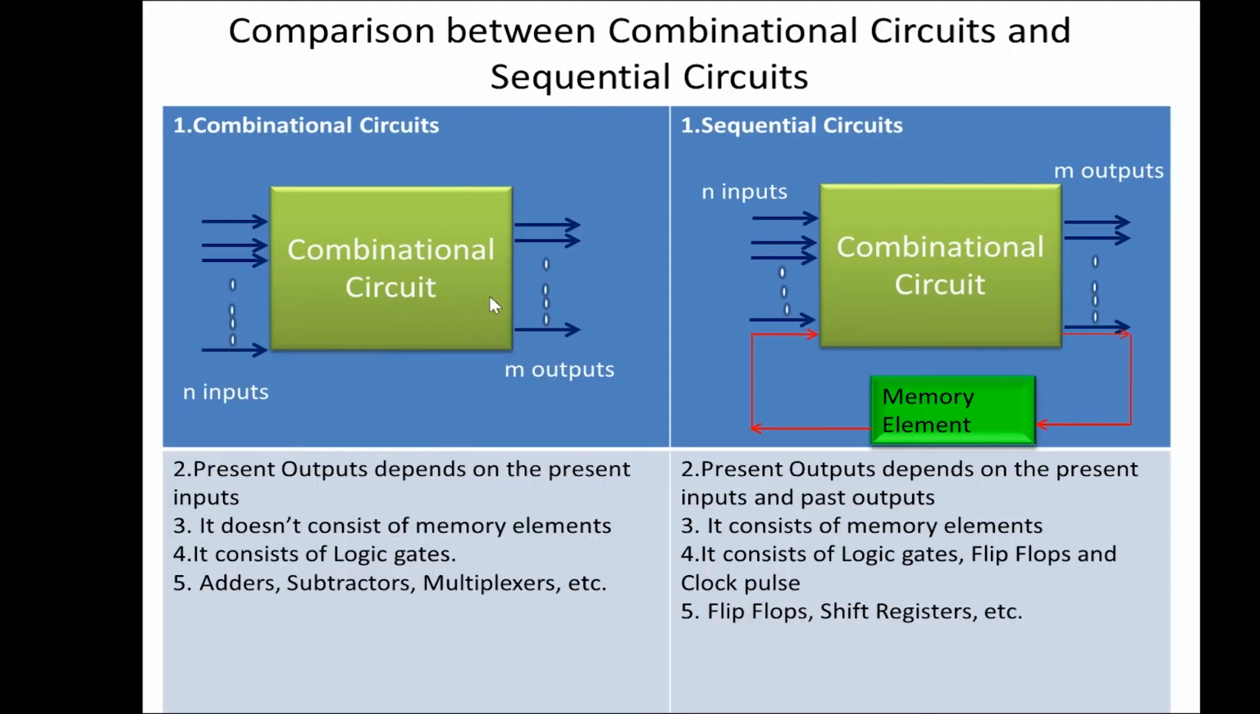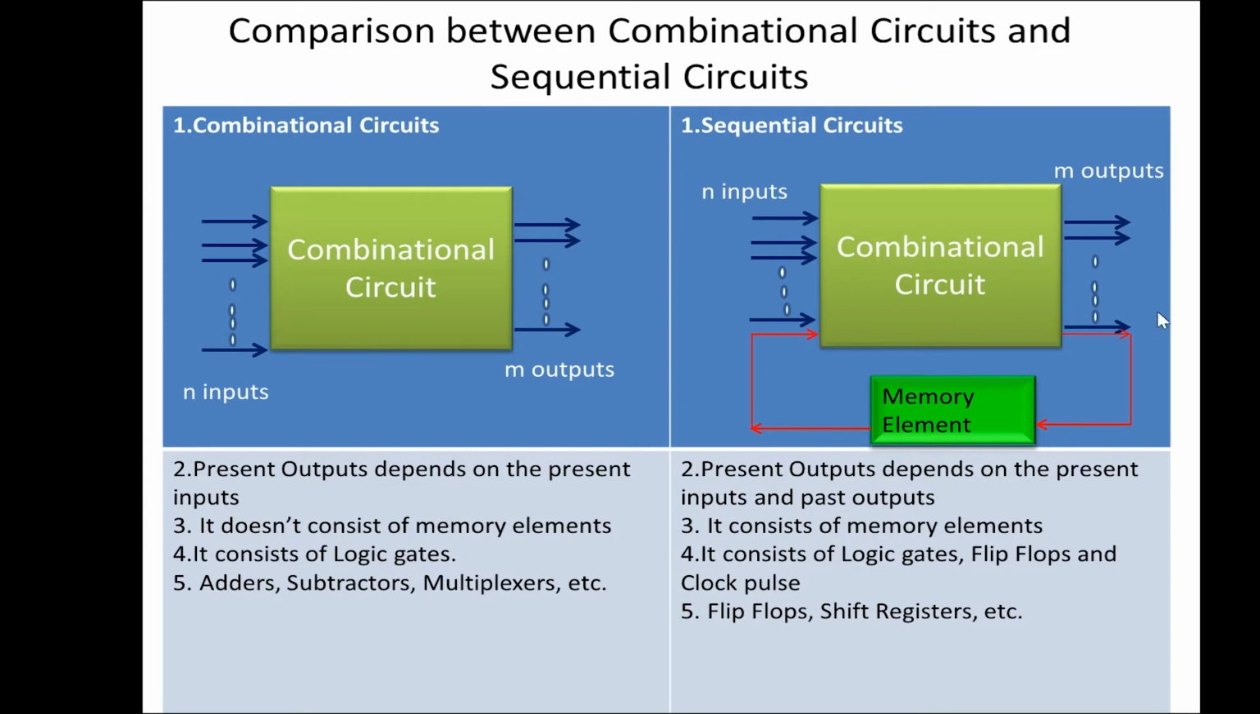Let us go to the topic, that is combinational logic circuit. A combinational logic circuit consists of only logic gates. It has any number of inputs and any number of outputs, and the outputs depend only on the present inputs, because there are no memory elements or feedback path in a combinational logic circuit.